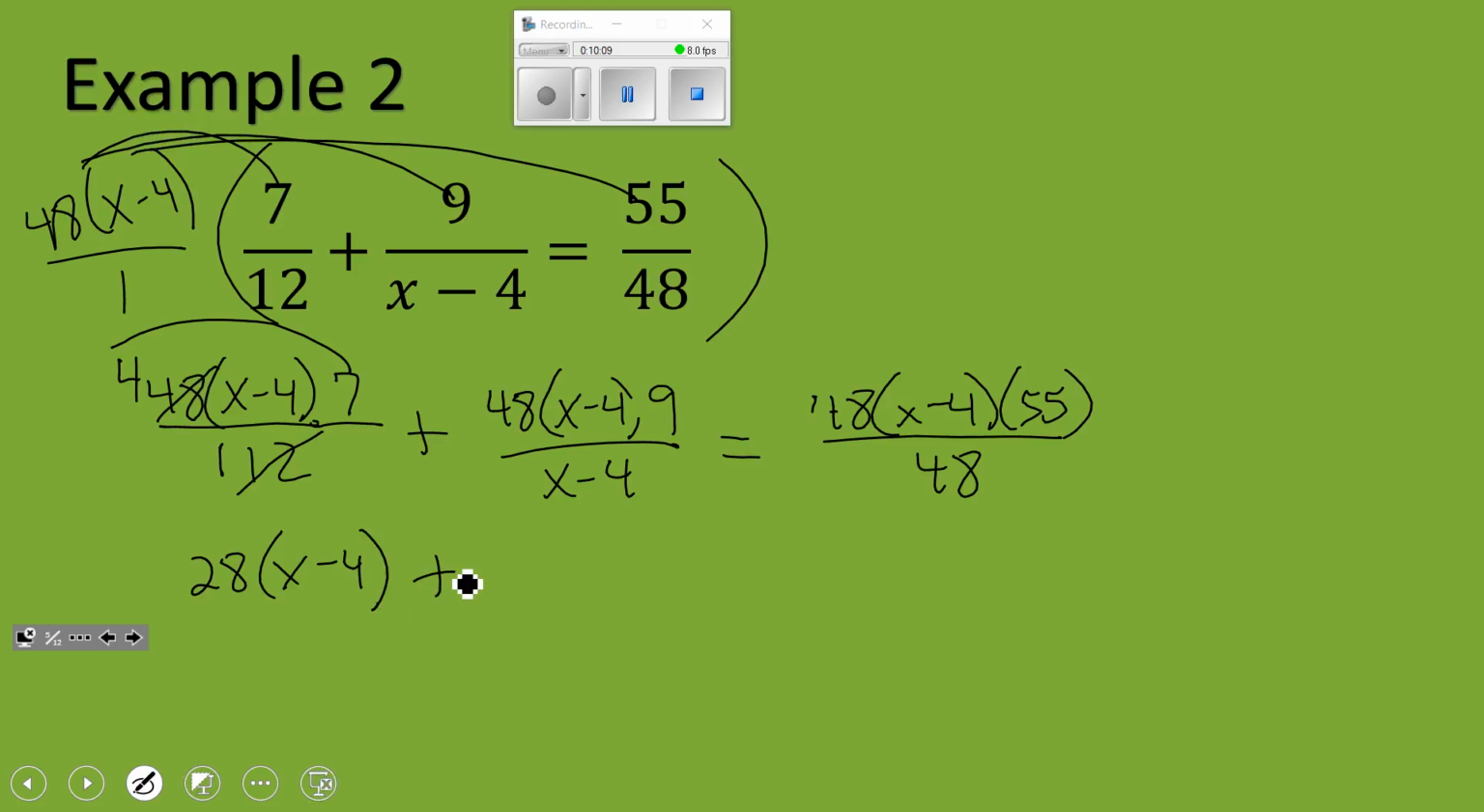Okay, here what will cancel? X minus 4s, and what's 48 times 9? 432. And on the other side, what will cancel? 48s, so you'll be left with 55 times x minus 4. Is it linear or is it quadratic? Is it x to the first power, or do you see x to the second power? It's linear. Okay, so you're just going to solve it like normal. So go ahead and solve it, see what you can come up with.